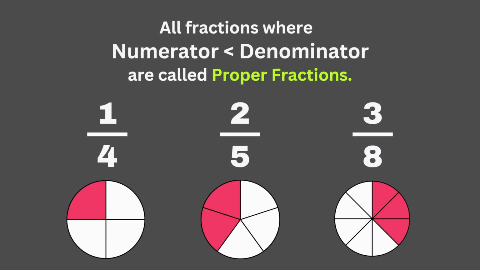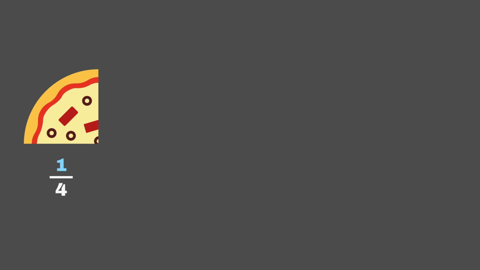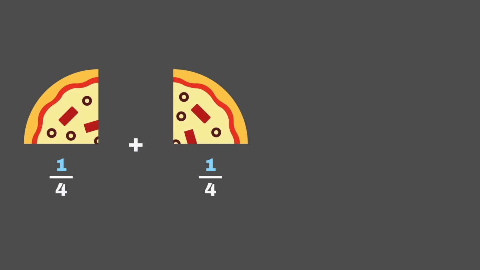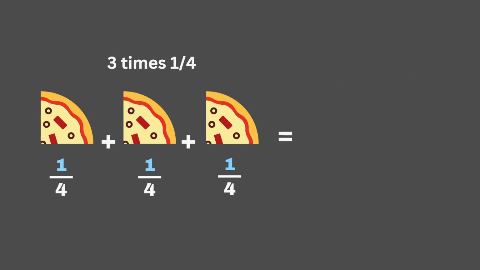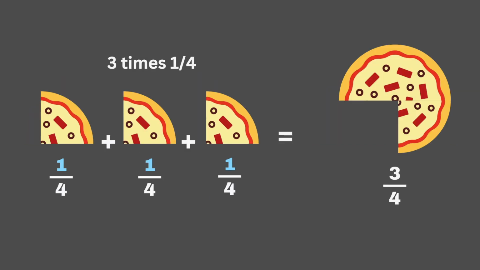Now let's see something interesting. If we take 1 by 4 once, we get 1 upon 4. If we take another 1 by 4, 2 times of 1 by 4 becomes 2 upon 4. If we take one more, 3 times 1 by 4 becomes 3 upon 4. So, larger fractions can be built using unit fractions.